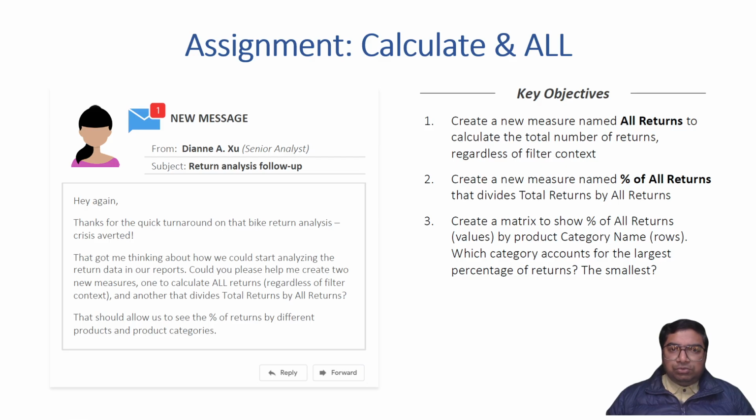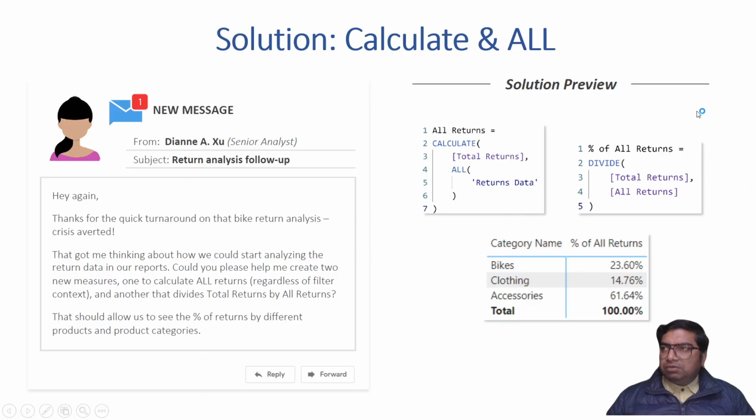So what we need to do, you need to create some objectives, like you need to create two columns. Create a new measure, name it all returns, to calculate the total number of returns regardless of the filter context. And you need to create one more measure, percent of all returns, that drives total number divided by all returns, right? So let's do one thing. Let's create it in the Power BI. And I need a solution preview like this.